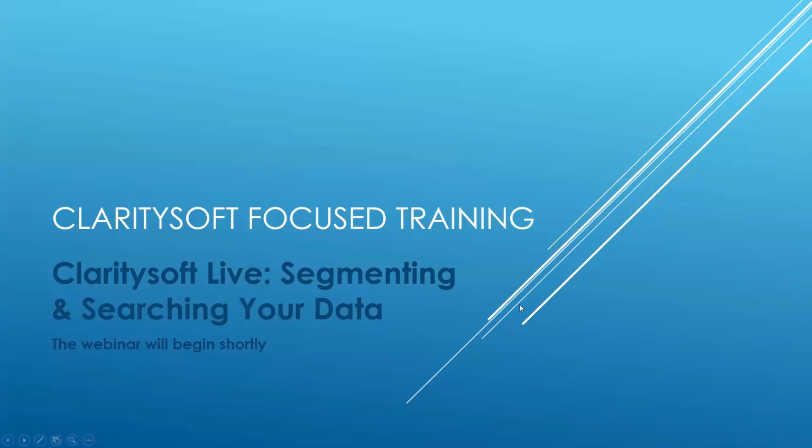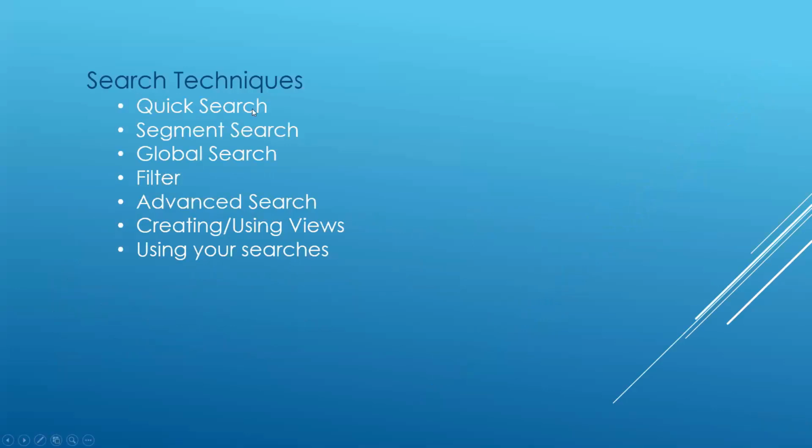The topics that we'll cover here will be the quick search that, if you've been using ClaritySoft, you're probably familiar with in the upper left corner. Segment search you may not use, depends on how your database is set up, and I'll explain that when we get there. Global search allows you to search across multiple modules, leads, accounts, and contacts, searching for a specific contact person or company name. Filter allows you to create multi-level types of filters and searches that can help you get really down to the nitty-gritty of your data.